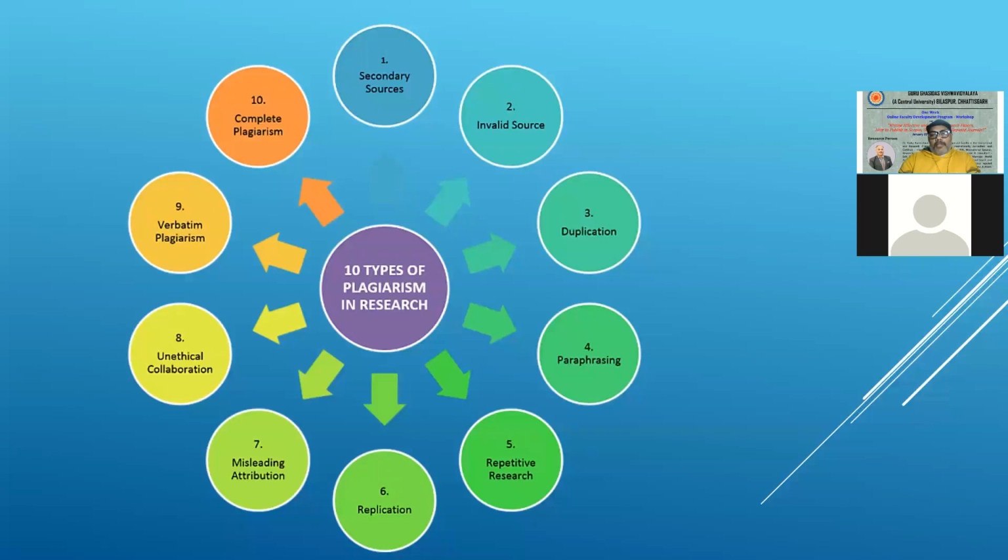Ninth is verbatim plagiarism. Verbatim plagiarism is also an intentional kind of behavior, where people say something but do something else. It's like complete plagiarism, covering all the aspects. That is complete plagiarism, everything, first to last. Data is copied, text is copied, idea is copied, everything is copied. Complete plagiarism. So these are the 10 types of plagiarism as far as this is concerned.